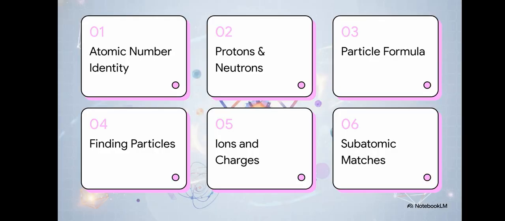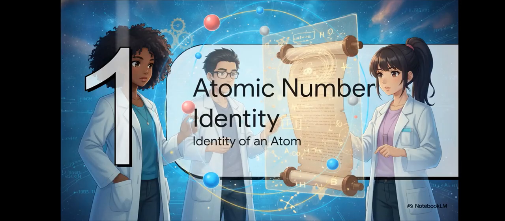All right, here's our blueprint for today's explainer. We're going to start with the atom's identity card, peek inside the atomic vault, run through the particle math formula, and then solve a really cool elemental puzzle. After that, we'll look at ions, gaining and losing, and finally wrap up with the ultimate subatomic match. Okay, Chapter 1, the atom's identity card, discovering the subatomic fingerprint.